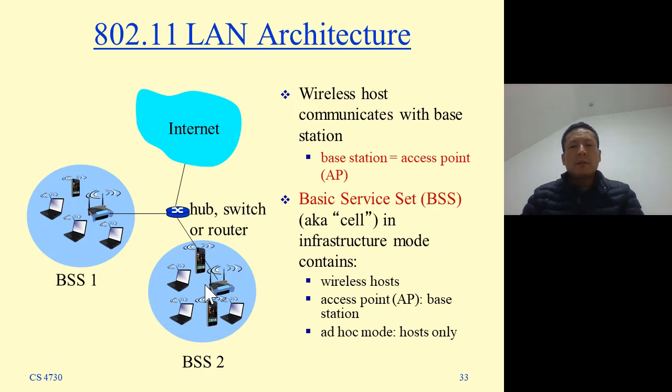Okay. So if you have an AP, then if you work in infrastructure mode, then each such set is a BSS. But if you are working in an ad hoc mode, each of the BSS only has hosts that are connected with each other, there will be no AP, right?